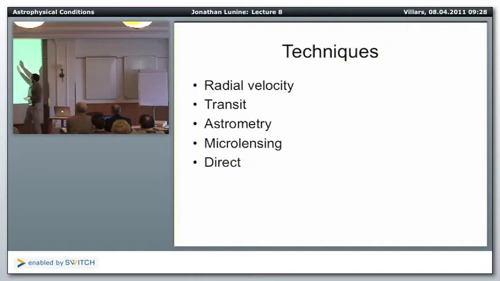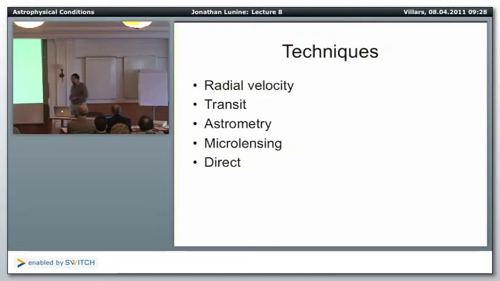The radial velocity, astrometry, and microlensing techniques measure the mass of the planet. The radial velocity and the astrometry techniques depend on the fact that a planet and its star orbit around a common center of mass. The planet doesn't orbit around the star. The two of them orbit around the common center. Therefore, the star executes a small orbit in phase with the motion of the planet.